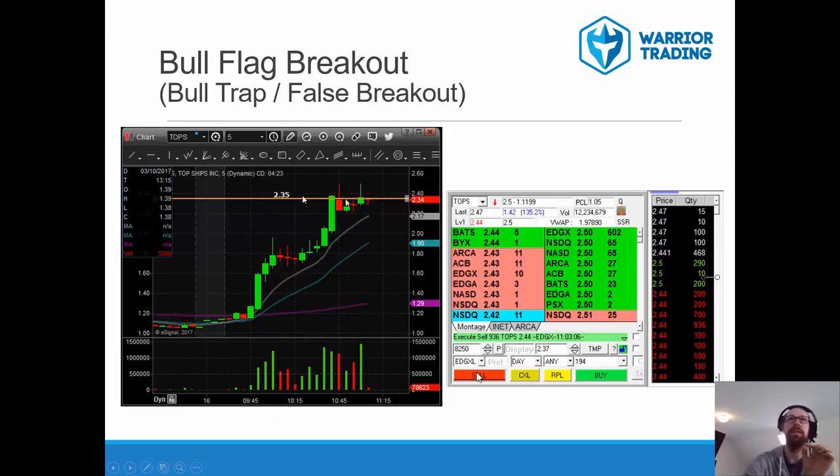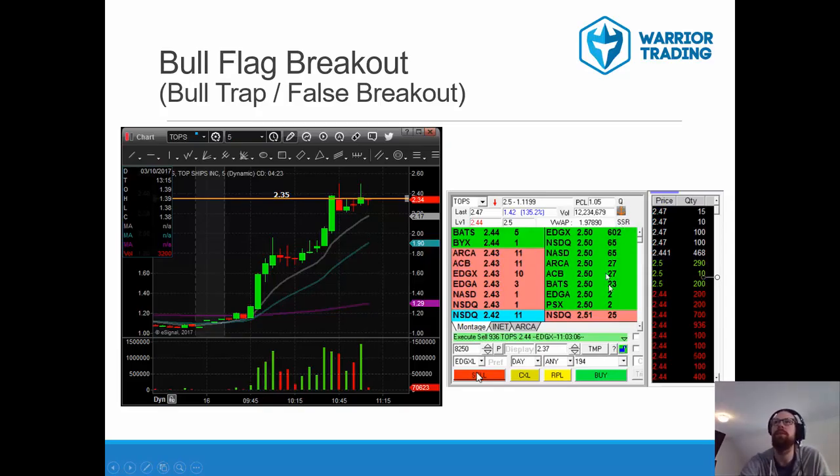So my entry was right here, 235. Excuse me, the first candle to make a new high, 235. All right, low of this pullback is 220. So 15-cent stop, entry at 235 on this green candle. We get the volume spike. We pop up 15 cents to a high of 250.